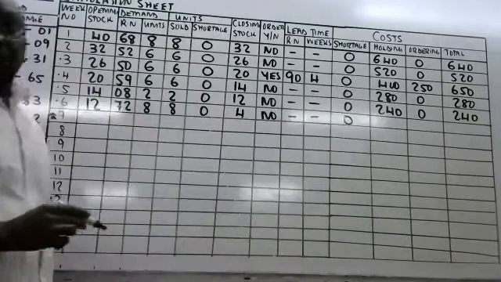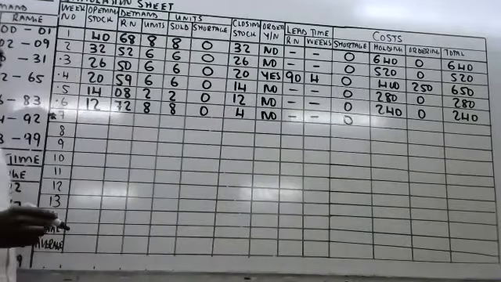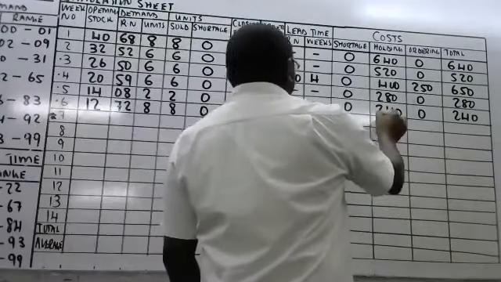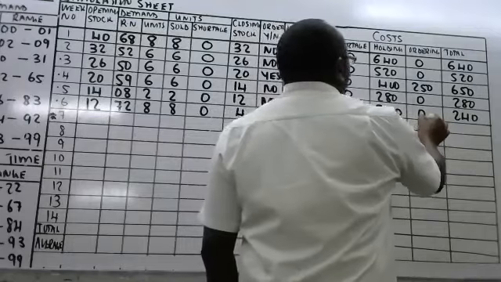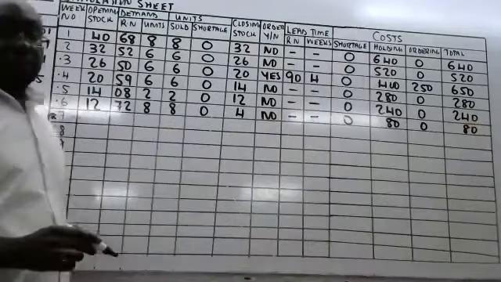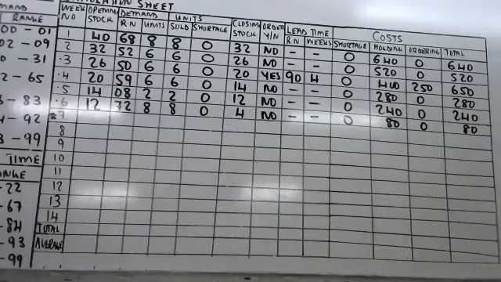The holding now will be 4 times 20, that is 80. No ordering, we have 80.